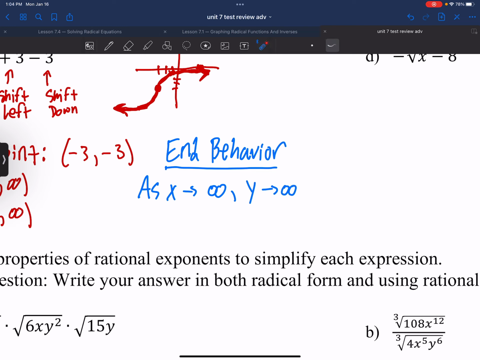What I like to do is drag my pencil to the right and then just read vertically. As I go to the right, is this graph going up? Is it staying the same? Is it going down? Or is it approaching some value? As I go to the right, it goes up forever. So y approaches infinity. Similarly, as x goes to negative infinity, approaching the left, y goes down to negative infinity. And that's my end behavior.